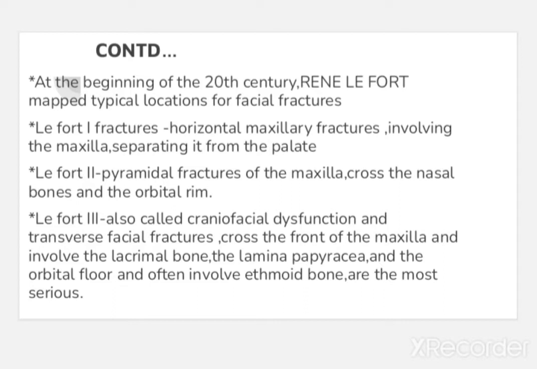At the beginning of the 20th century, Rene Le Fort mapped typical locations for facial fractures. Le Fort 1 fractures: horizontal maxillary fractures, that is, involving the maxilla separating it from the palate. Le Fort 2: pyramidal fractures of the maxilla cross the nasal bones and the orbital rim.